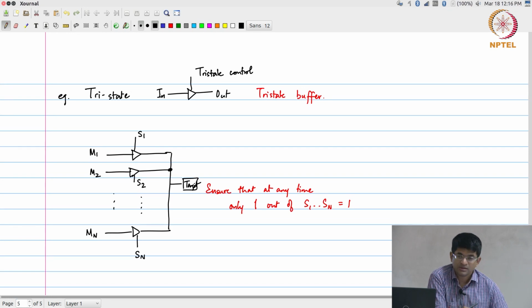So, as long as I ensure that either all the S1 to Sn can be off, that is also okay, at least electrically it is not a problem, right, or at most exactly one of them from S1 to Sn is equal to 1, that particular signal, whatever that M1, M2, the output of that particular module will come through to the output and will be seen by the target.